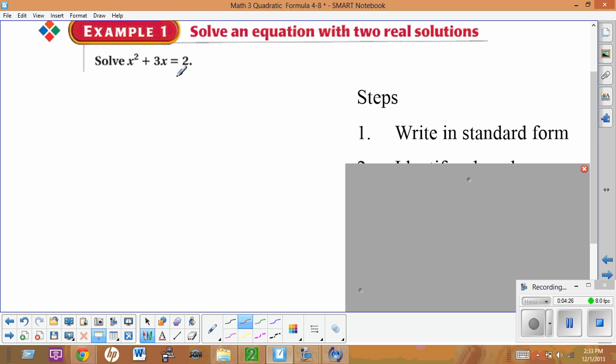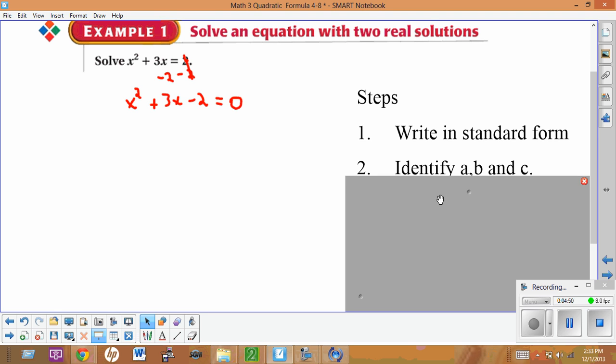So to make this equal to 0, we subtract 2 from both sides. This is x squared plus 3x minus 2. Remember, these aren't like terms, don't try to add them together. And that's equal to, those guys go away, 0. So step number 1 is to write in standard form, or set equal to 0.